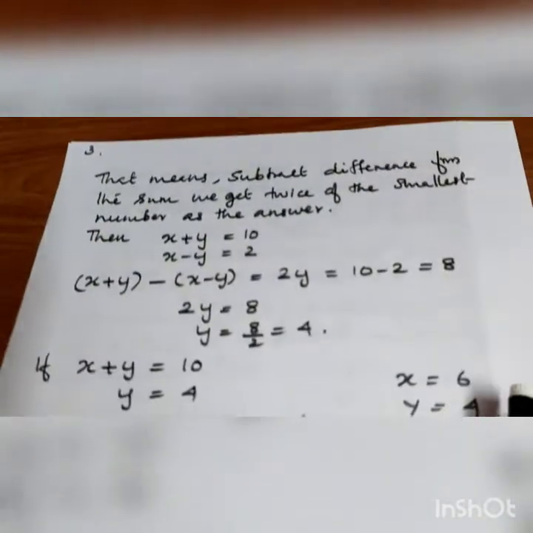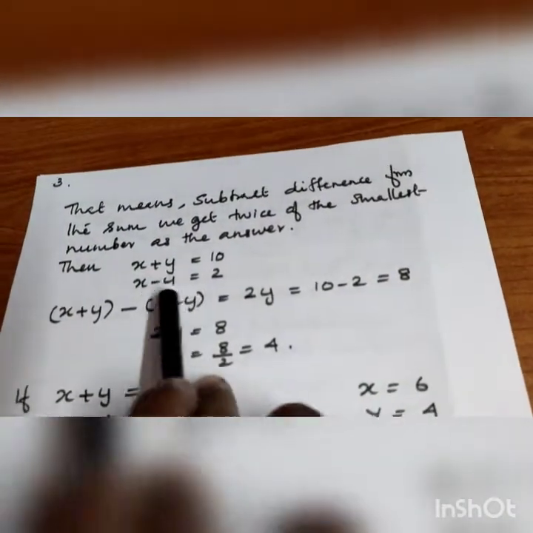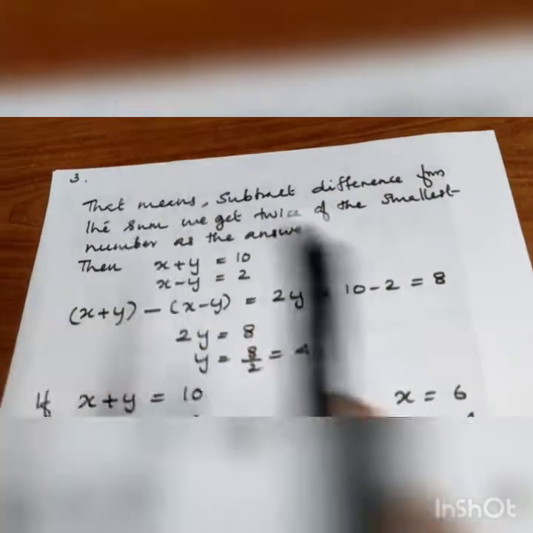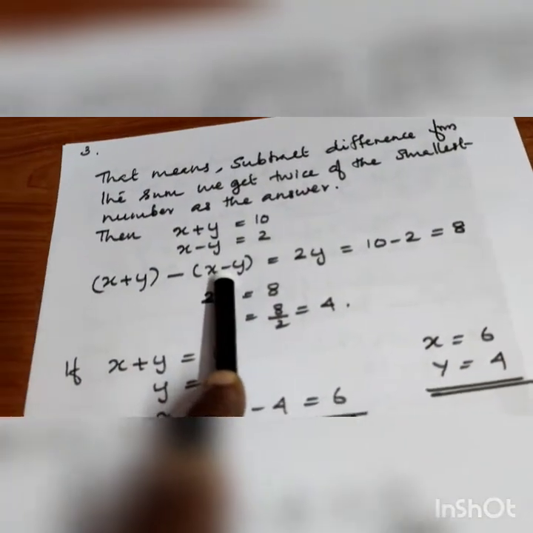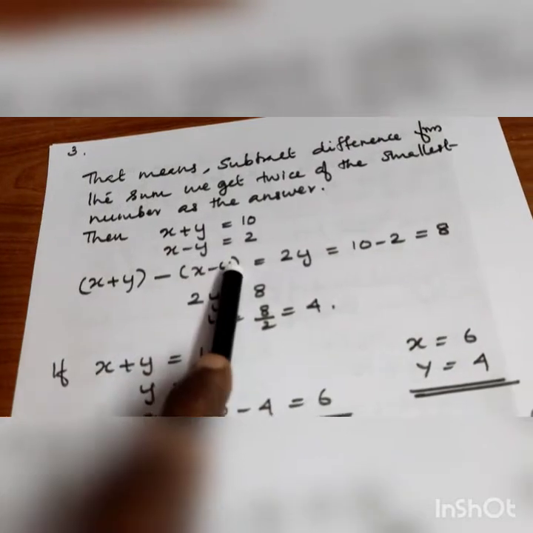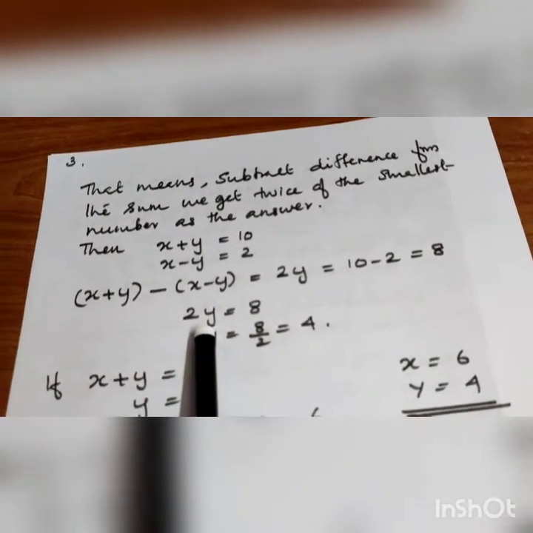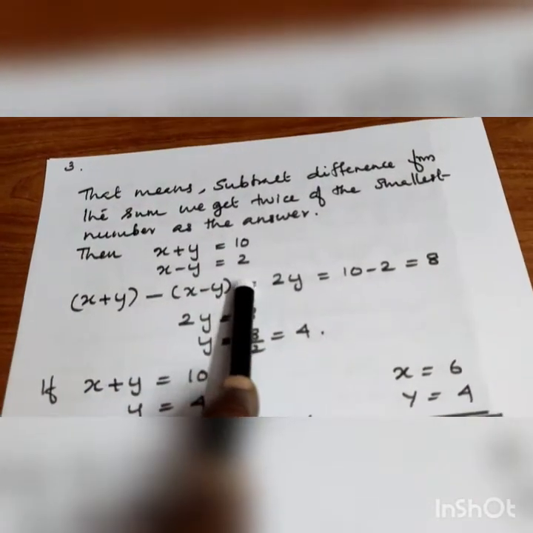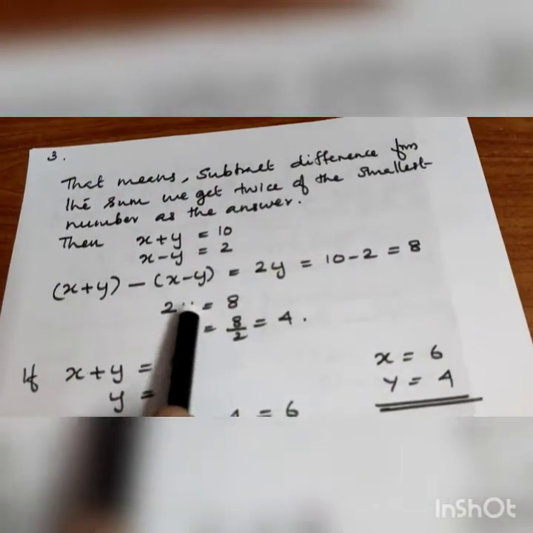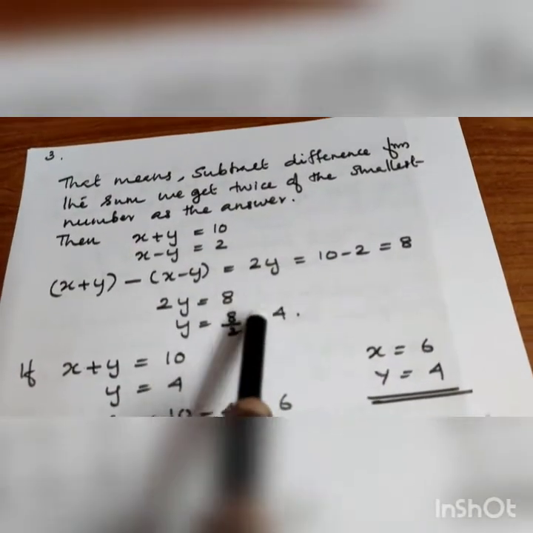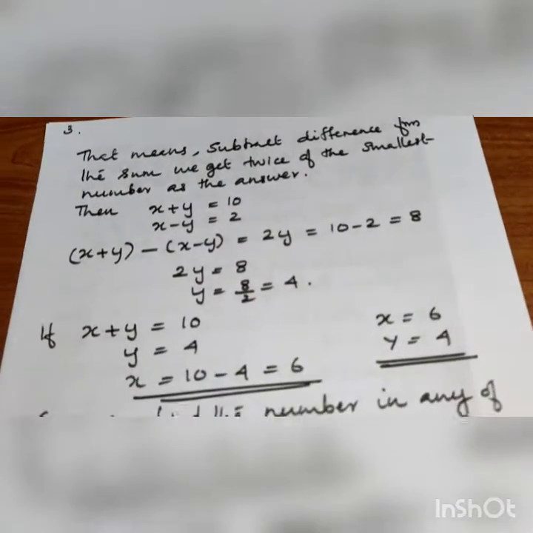By that principle, we can check that x plus y is equal to 10 and x minus y is equal to 2. x plus y minus (x minus y), the difference of sum and difference, is 2y. Then find the difference: 10 minus 2 is 8. 2y is equal to 8. That is, double of y is equal to 8. Then y is equal to half of 8, that is 4.